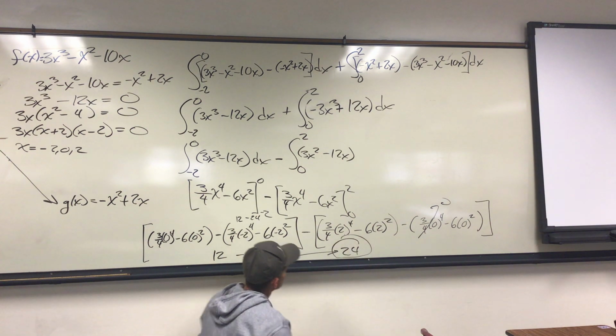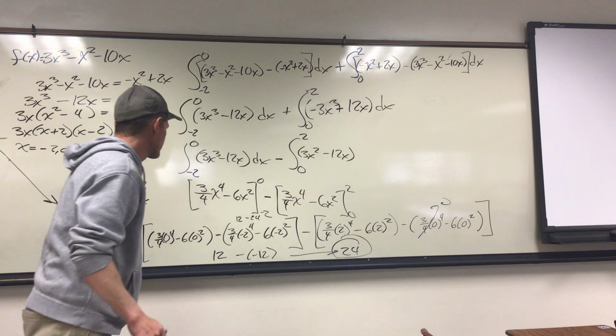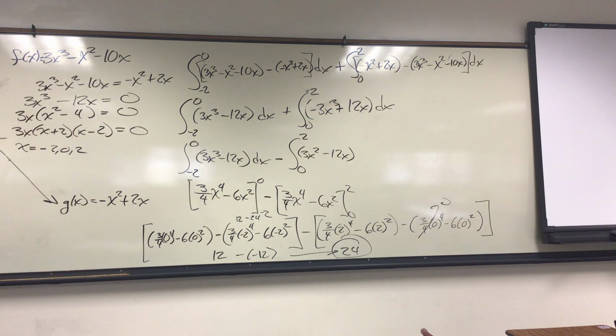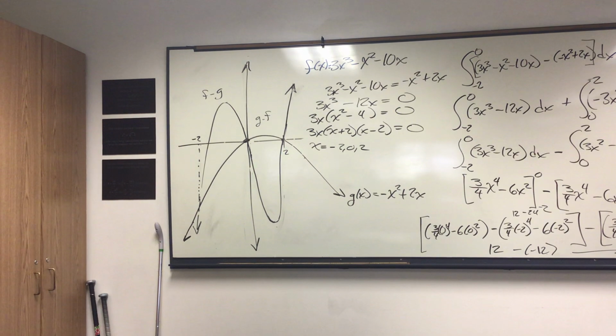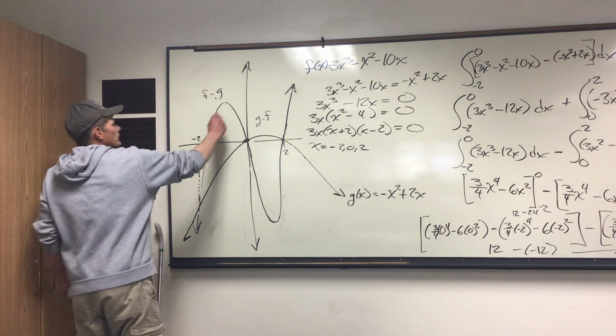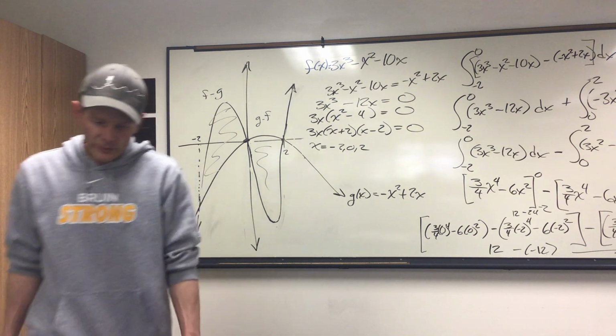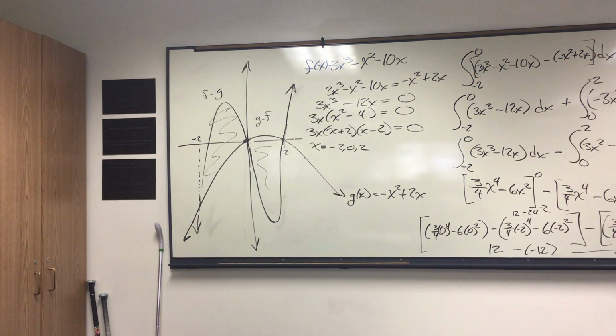So pardon my getting freaked out for a little bit there. I thought things were going to go haywire on us. But the area of the region between these two curves is 24. Okay? So those are a little kind of monotonous.